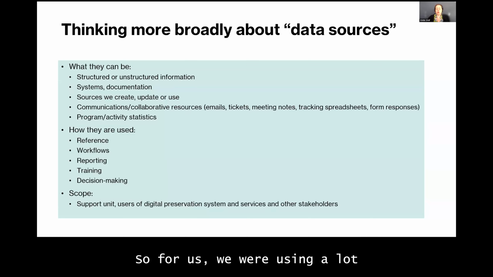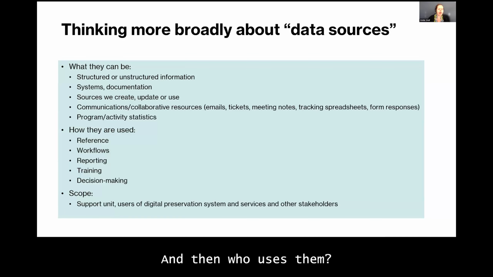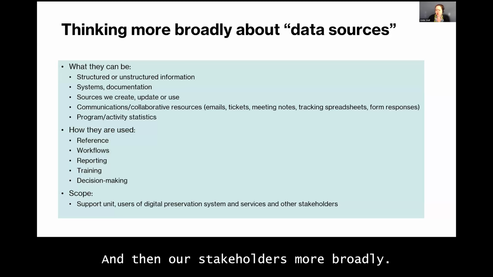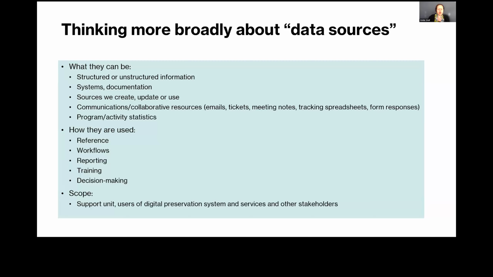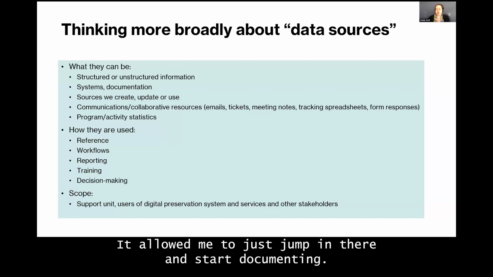And then also helpfully, how are we using these things? So for us, we were using a lot in reference, also in our workflows, also in reporting and storytelling, training, and then quite frequently for decision making. And then who uses them? It could be things that our unit used, or users of the digital preservation system and services that we provide, and then our stakeholders more broadly. This expansive definition helped me avoid getting stuck debating whether something qualified or not. It really allowed me to just jump in there and start documenting.